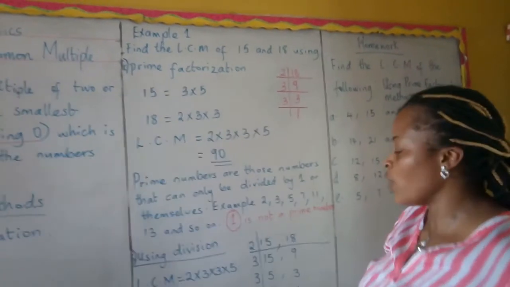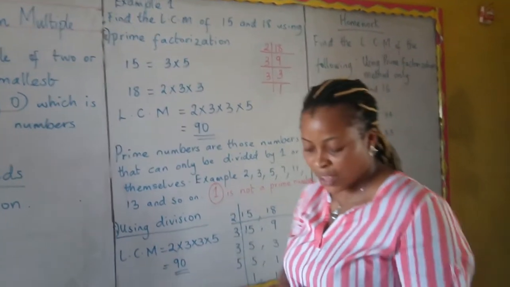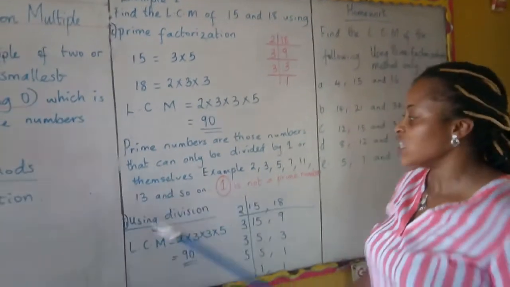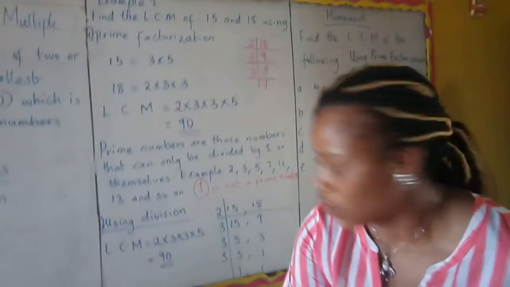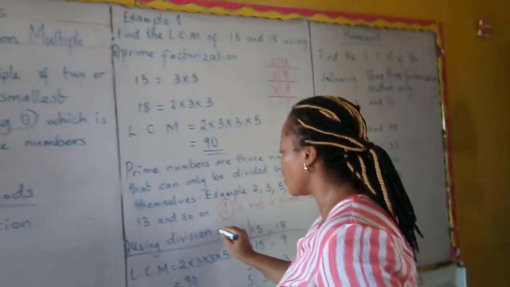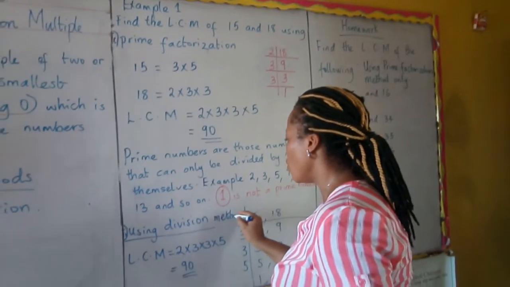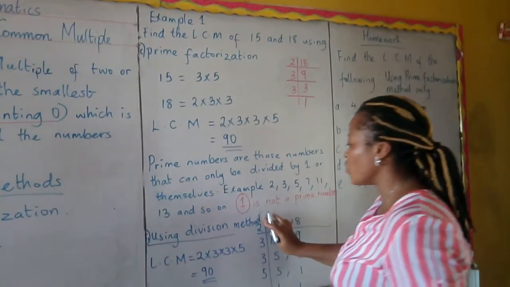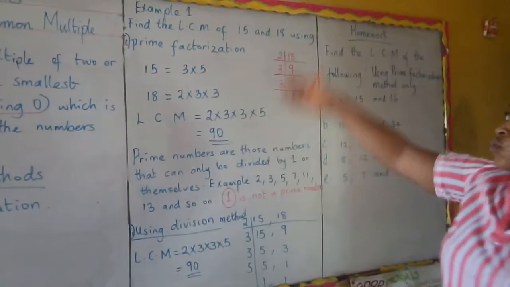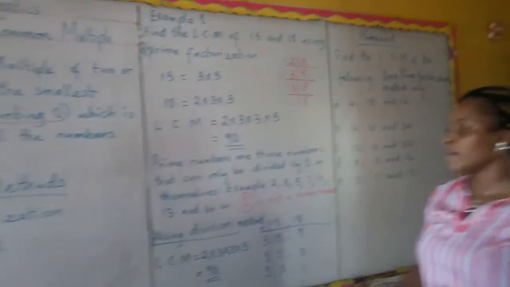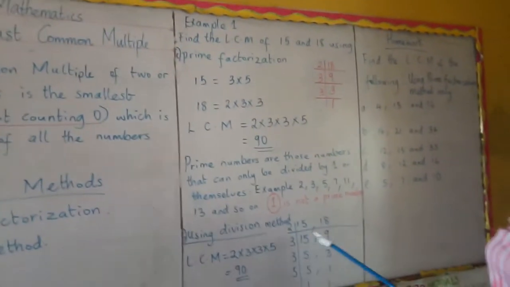Good. Now, we are going to look at the second method. The second method is the division method. This is the method that we are all used to. But for the sake of knowledge, it's good that we know the 2 methods. So in division method, I have it to be like this.